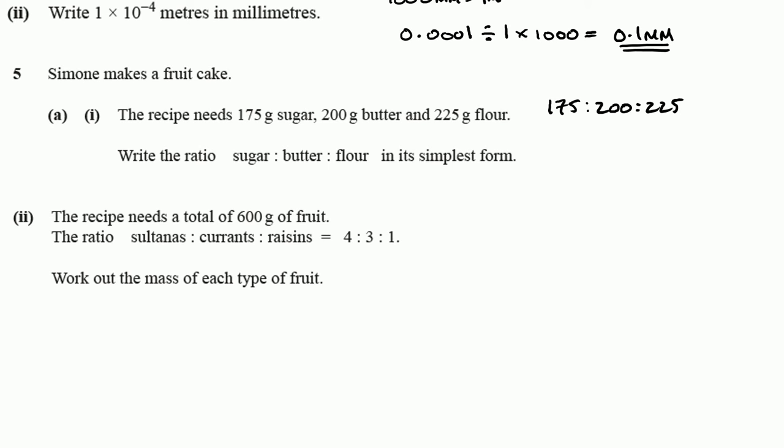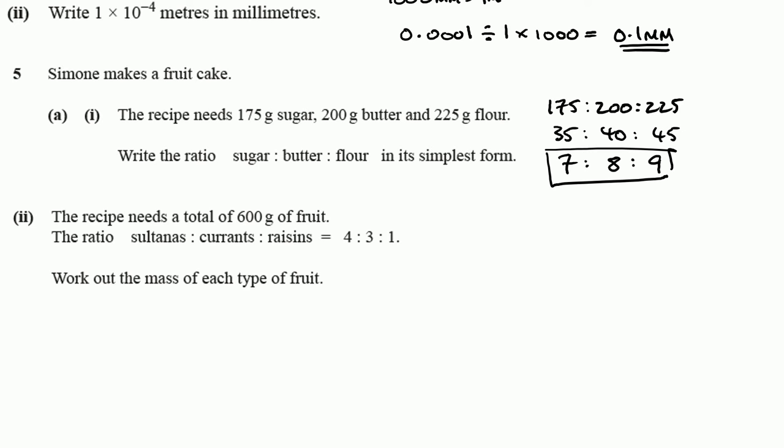So if I do 175 divided by 5, I get 35. If I do 200 divided by 5, I get 40. And 225 divided by 5 gets me 45. These numbers still divide nicely by 5, getting 7, 8, and 9. And that's where we stop. That's the ratio in its simplest form.